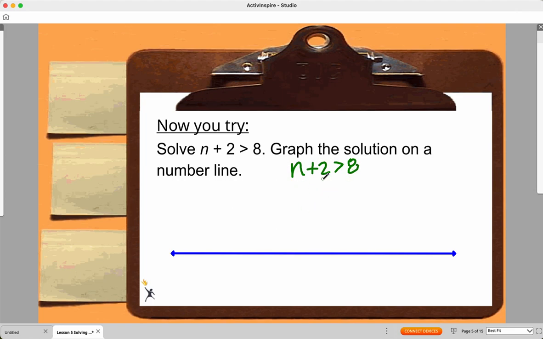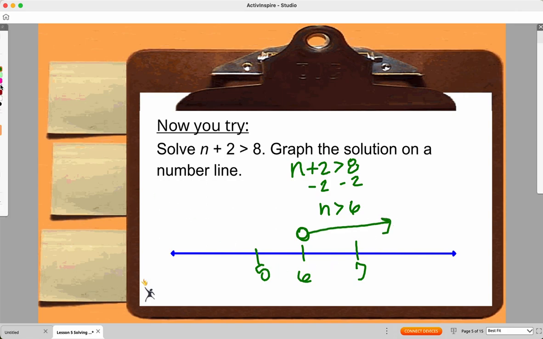All right, so it's just like our last one. Use our negative 2 on both sides. n is now less than 6. So we'll put 6 here, 7 here, and 5 here. This time it's an open circle going to the left.